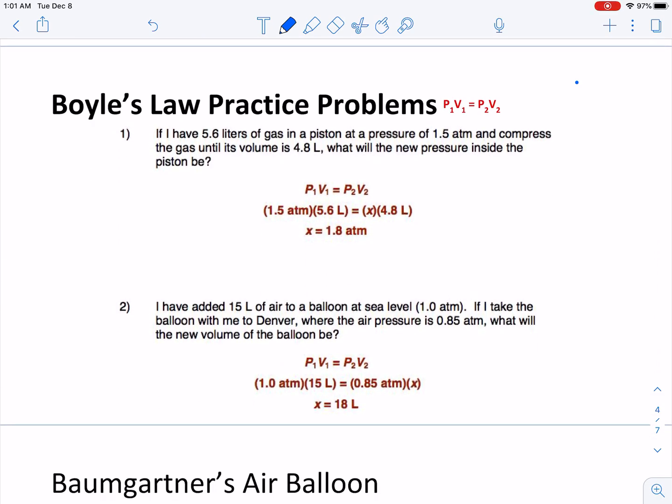In this problem, you are given the initial volume and initial pressure. You are then given a second pressure. You've got to find the second volume, the new volume. What they call X is V2. And you should have gotten something like 18 liters.